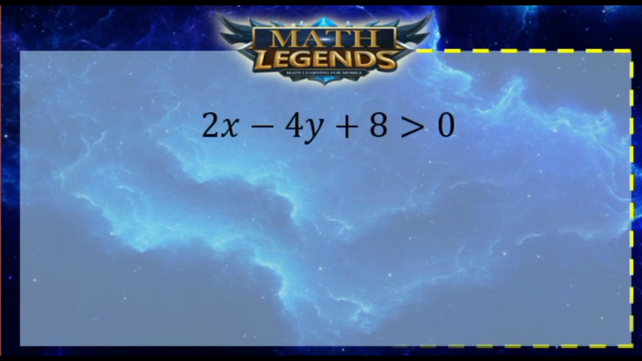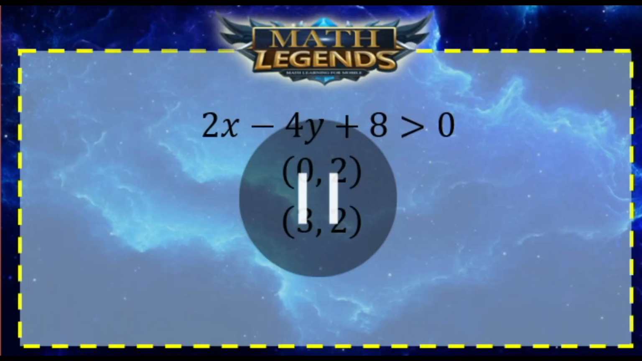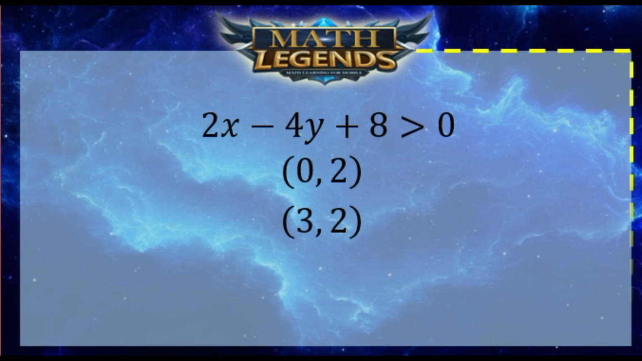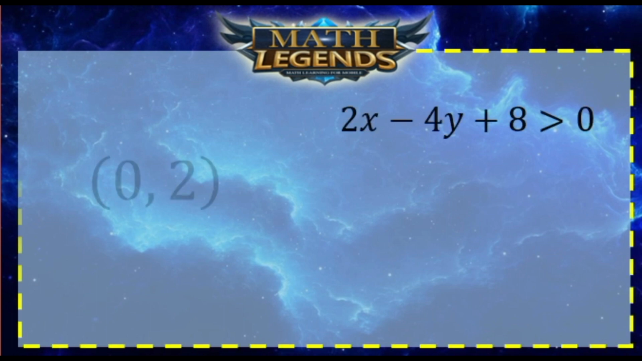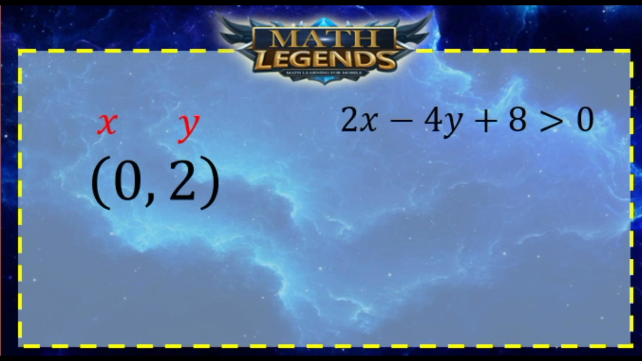In a given linear inequality, 2x minus 4y plus 8 greater than 0, determine if the ordered pairs 0 and 2, and 3 and 2 are solutions of the given linear inequality. Pause this video and try to answer this. Now let us try to answer. Given the first ordered pair, 0 and 2, let us substitute the values of x and y, and let's see if the given inequality will be satisfied.